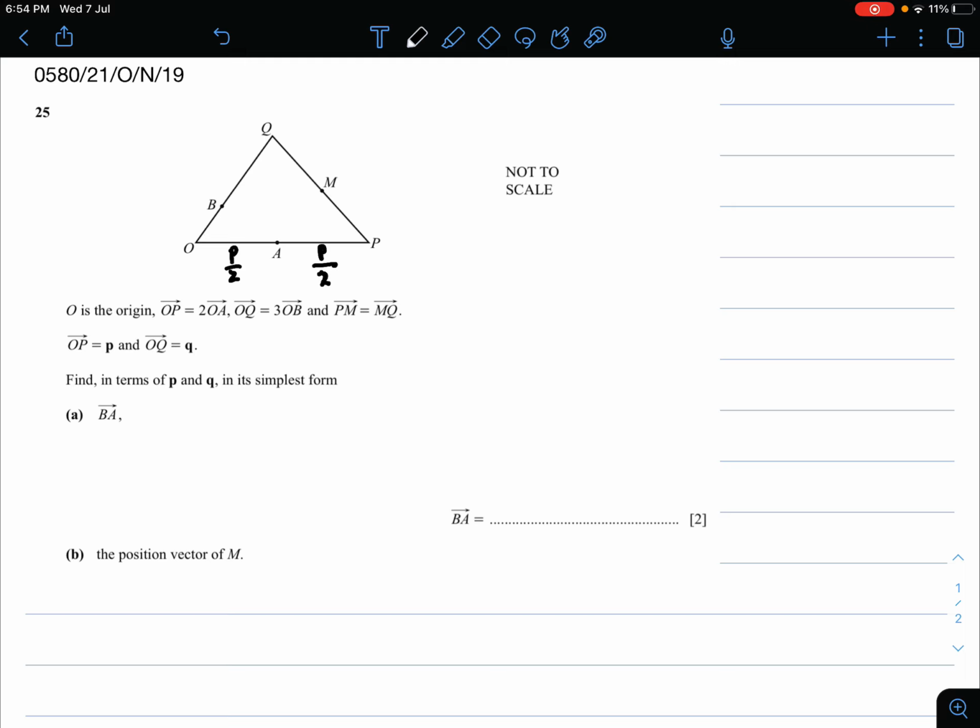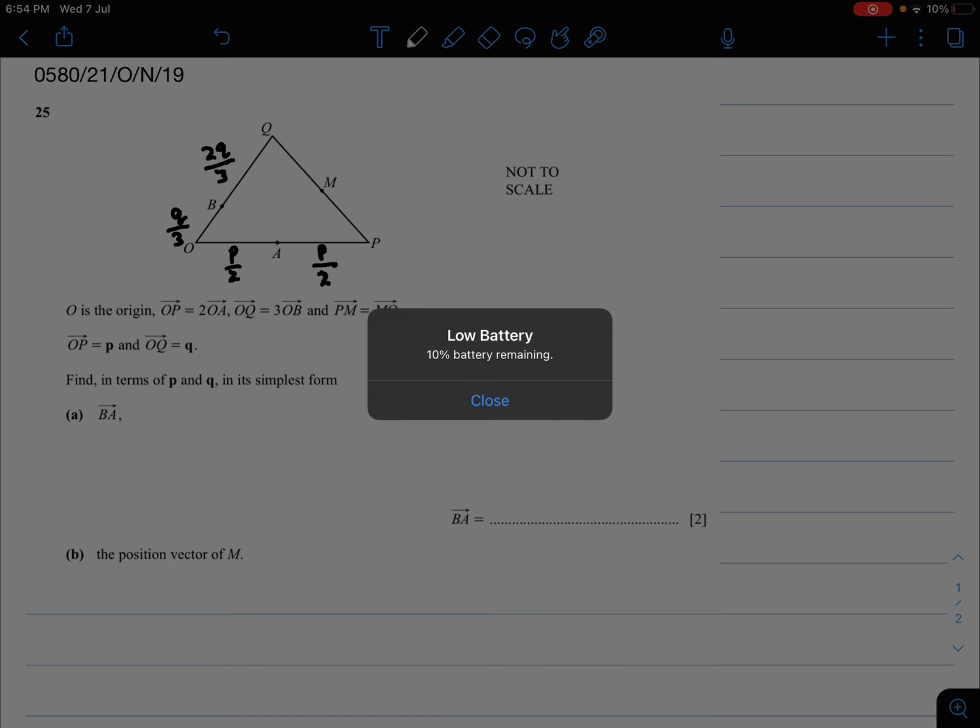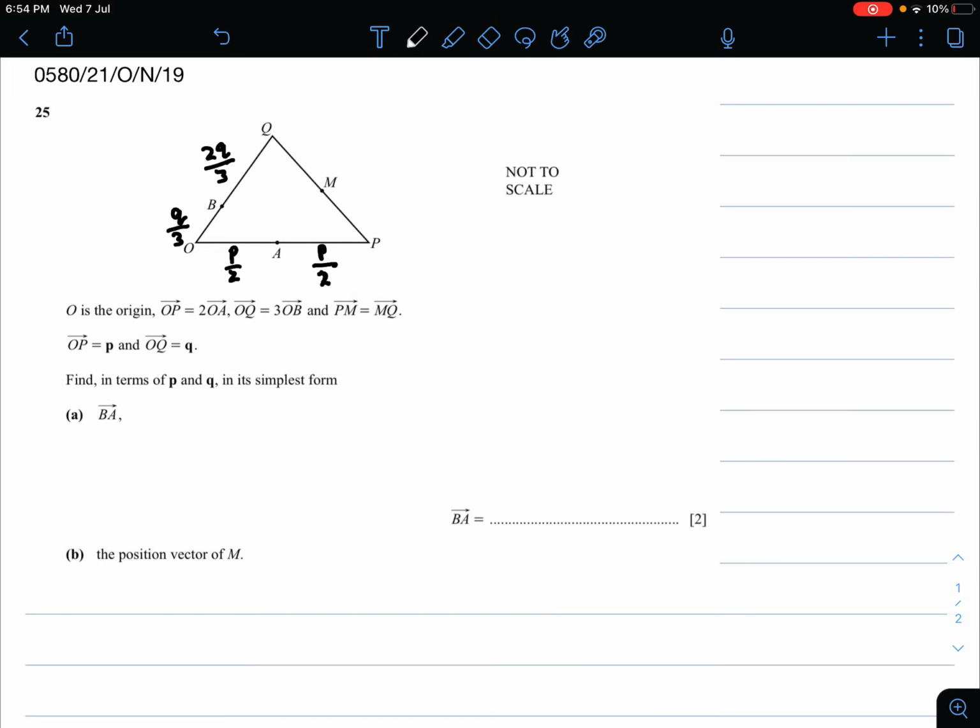Now, OQ is equal to 3 times OB, which means that 3 times when you place OB, this is 1, 2 and 3 times, then so you have 3 parts. Therefore you know that OB will be 1/3 of the value of OQ. So OQ is Q, therefore OB will be Q by 3 and BQ will be 2Q by 3. Now, PM is equal to MQ. Therefore you know that M is the midpoint.